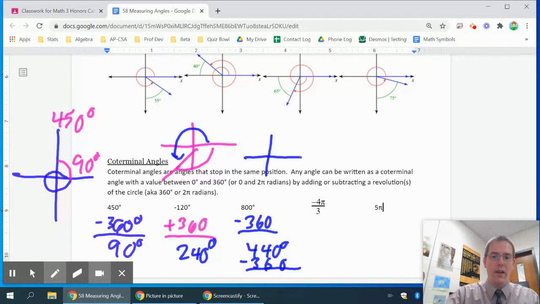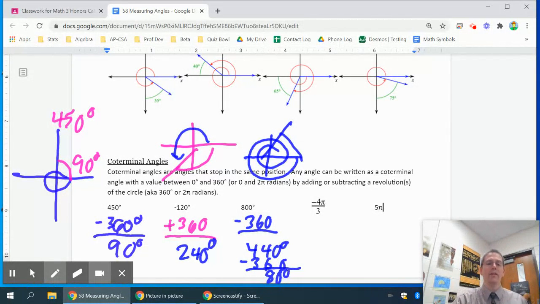So if I were to graph that, it would have gone around once, twice, and then it would have gone an additional 80 degrees. So something about like that. But if I just would have rotated 80 degrees, it would have been a lot simpler to get to the same place. I can use the same trick with radians.